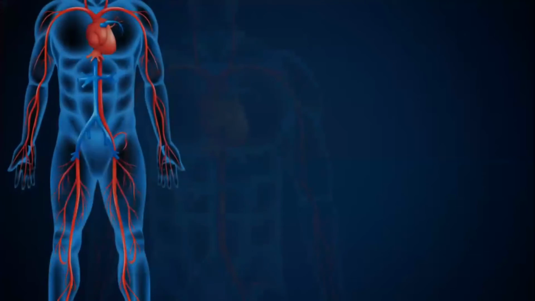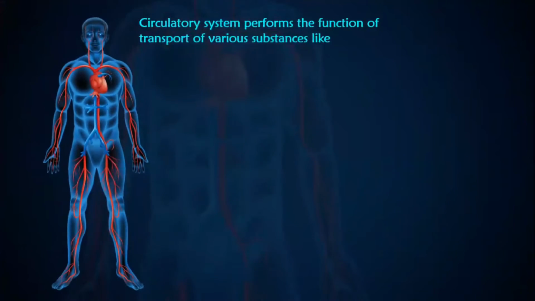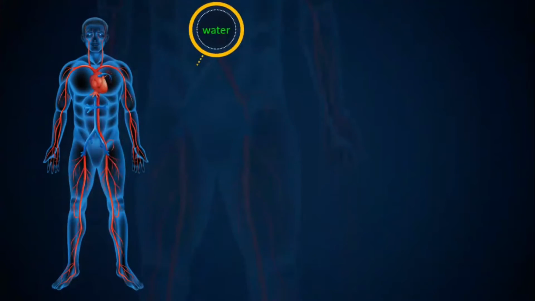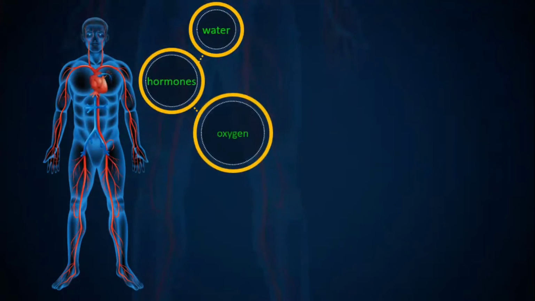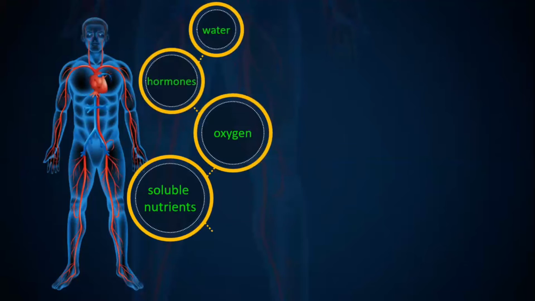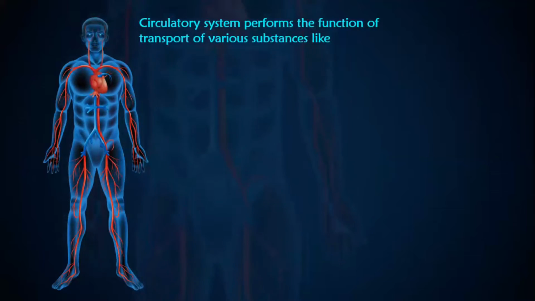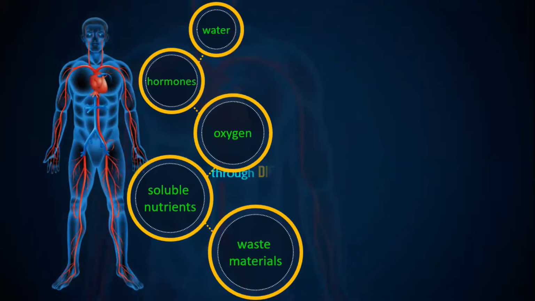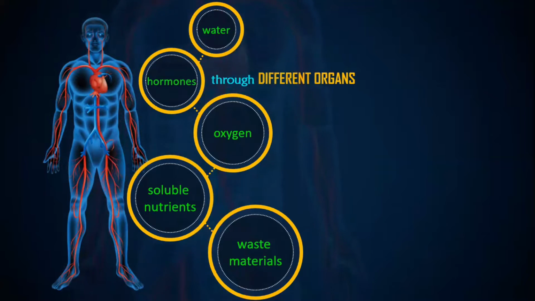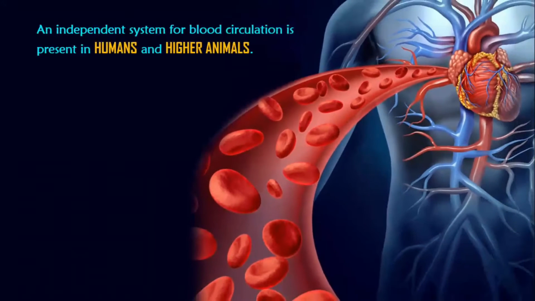Blood circulatory system. Now, if you see, the circulatory system performs the function of transport of various substances like water, hormones, oxygen, and soluble nutrients, as well as waste materials. So this is all a part of our circulatory system. Hormones, we get inside our body through the different organs of our body. An independent system for blood circulation is present in humans and higher animals.